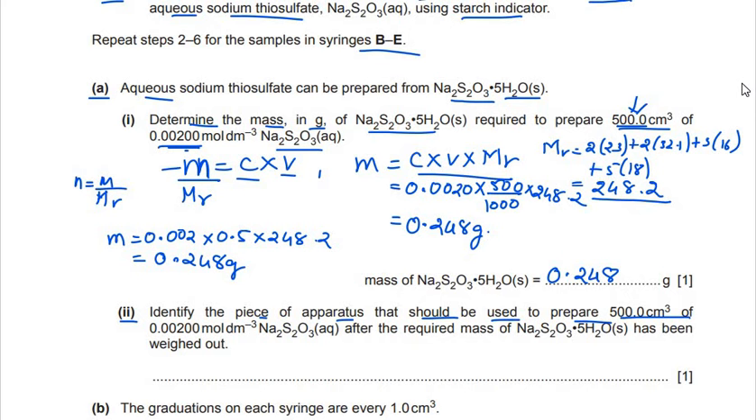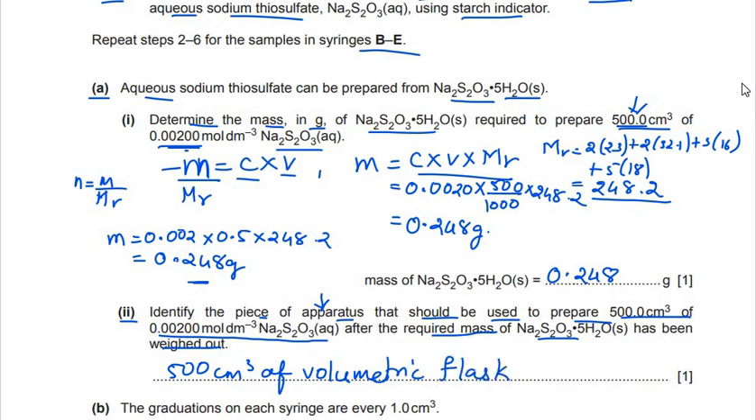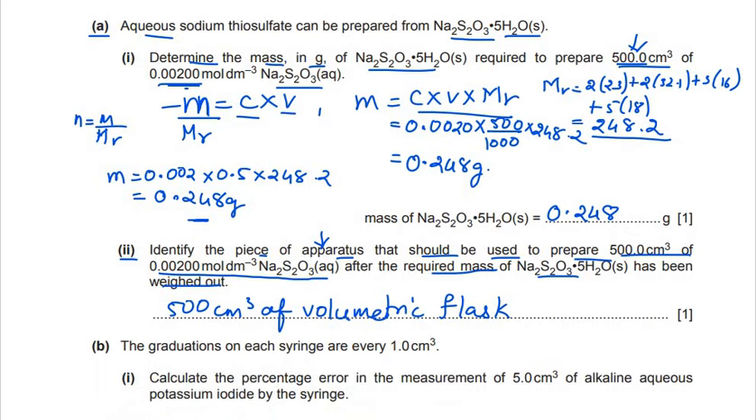And the second part of the same sub question is, identify the piece of apparatus that should be used to prepare 500 centimeter cube of the sodium thiosulfate after the required mass of the hydrated sodium thiosulfate has been weighed out. So if we weigh out this much gram, and if we are going to prepare 500 centimeter cube of the solution, what piece of apparatus are we going to use? You can say that it is a 500 centimeter cube volumetric flask we are going to use, because that's the standard apparatus which we use to prepare a solution. So a 500 centimeter cube volumetric flask has to be used as an apparatus.